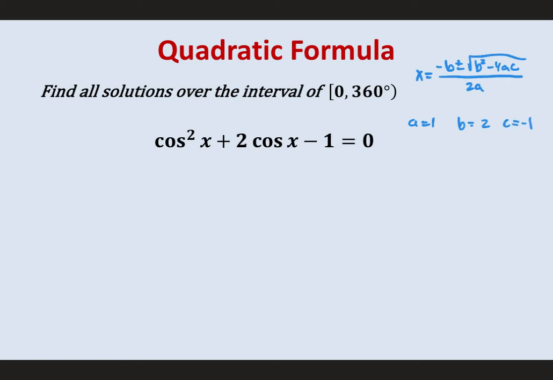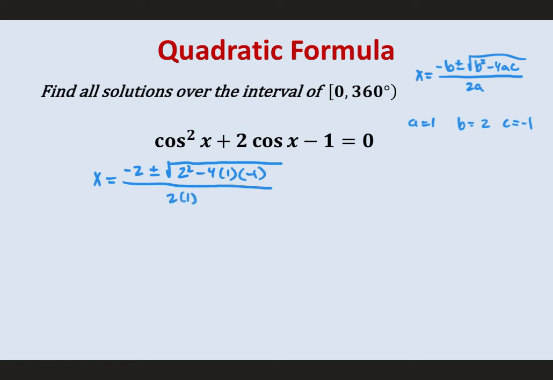This is going to be a little bit messier, and it is going to require a calculator. So make sure you have a calculator out. Make sure your calculator is in degrees mode, and we'll go ahead and figure this out here. So a is 1, b is 2, c is -1. So we go x equals -2 plus or minus the square root of 2 squared minus 4 times 1 times -1 all over 2 times 1.